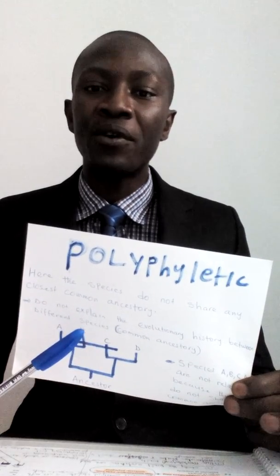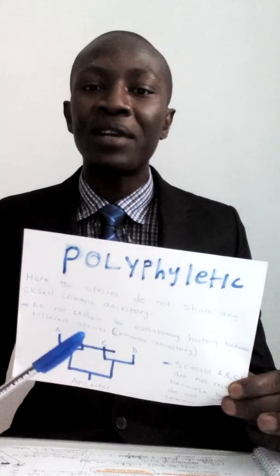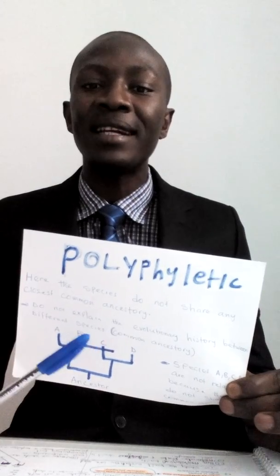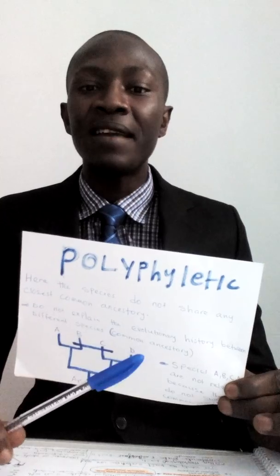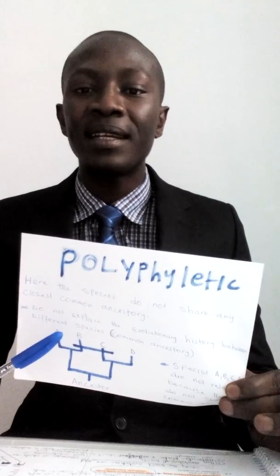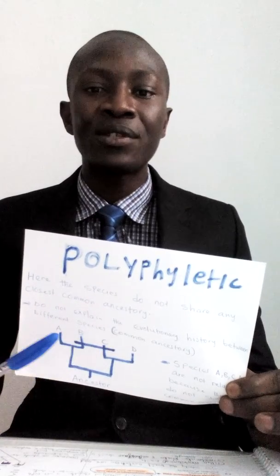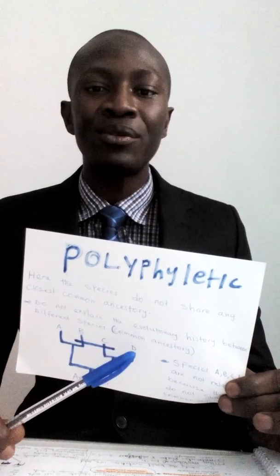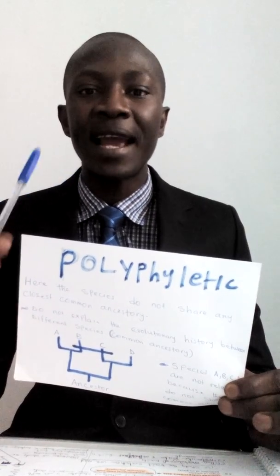So if you compare this taxa and this taxa, there is no closest common ancestry. These 2 taxa are unrelated species. There is no common ancestry. And likewise, if you compare this one and this other taxa as well, there is no closest common ancestry. We could have been here, but it's not there. So when you compare this one and this one too, it is also going to give you polyphyletic. They do not share any closest common ancestry.